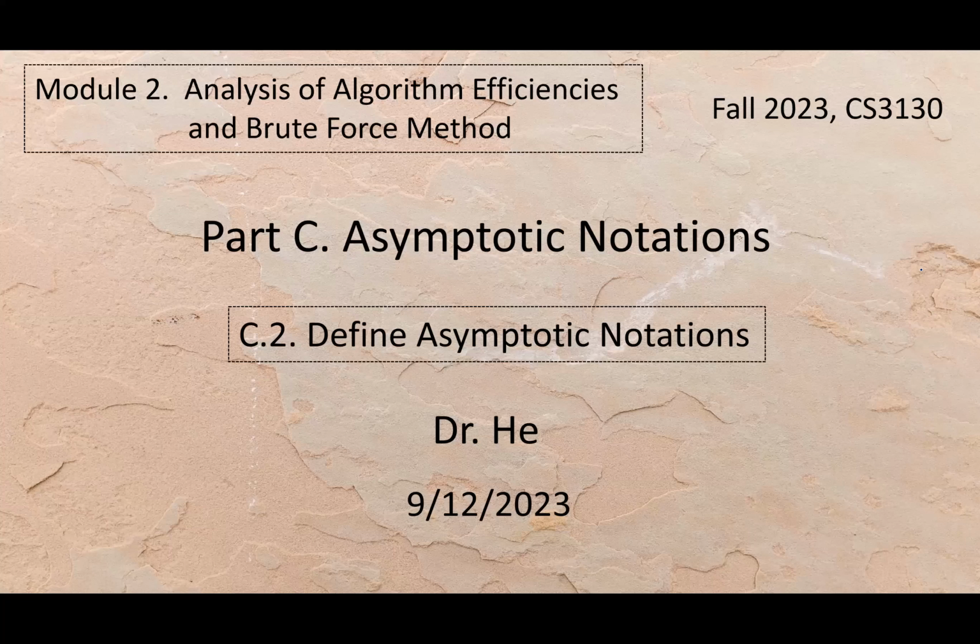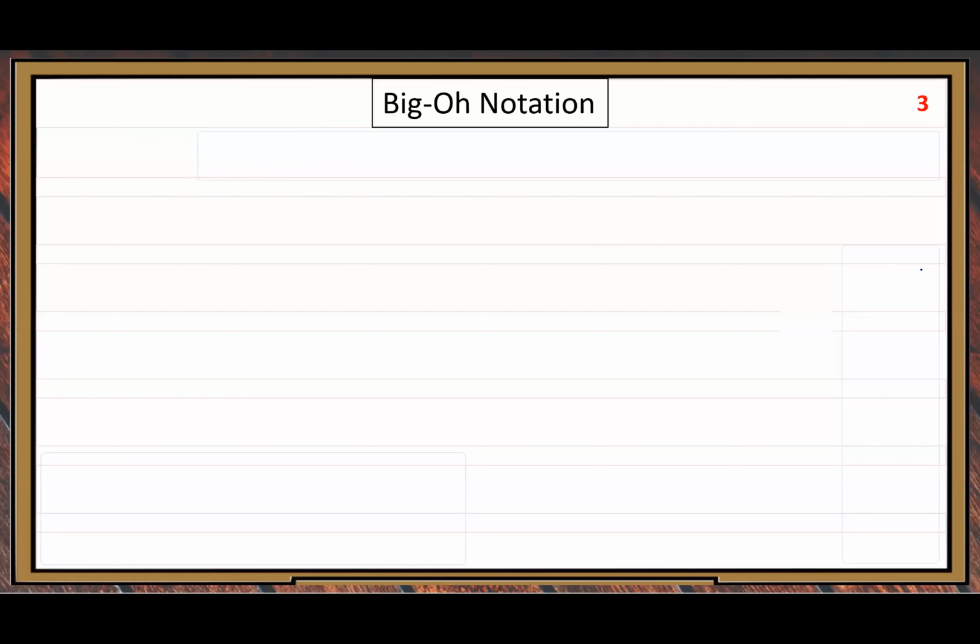C.2, define asymptotic notation. This time, I need to give you the rigorous, formal definition of asymptotic notations. It is a little abstract, but after our preparation in the first two slides, it should not be that hard to understand. First, let's look at the big O notation. Big O, not little o.